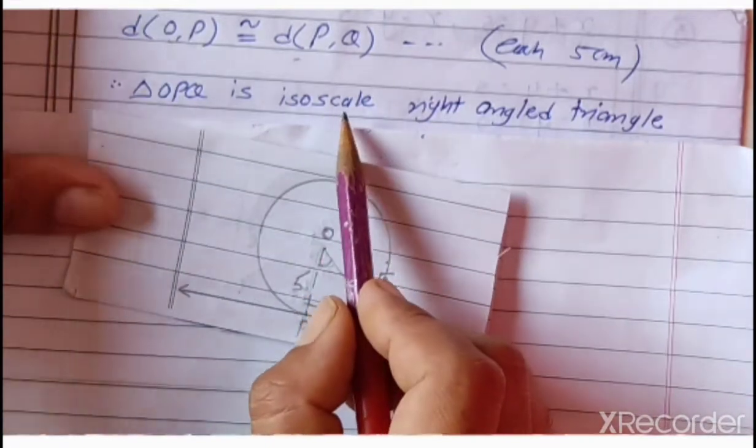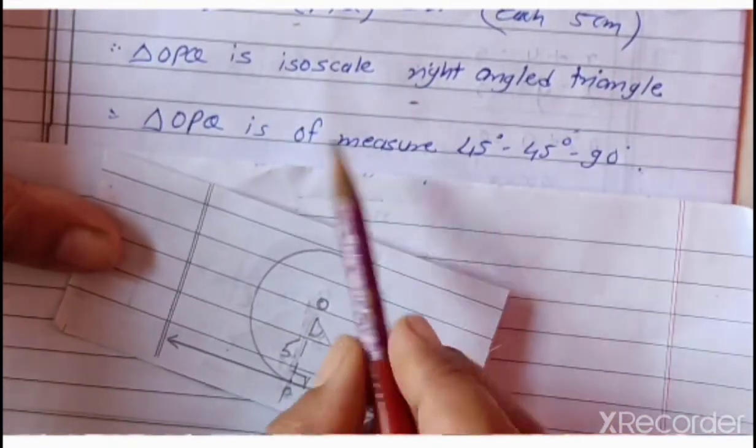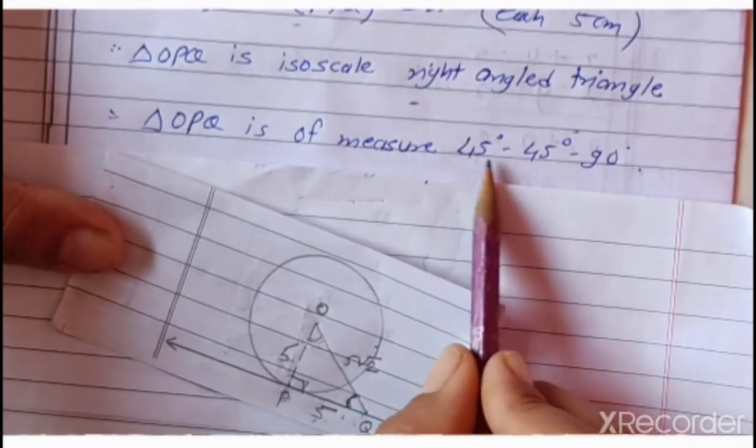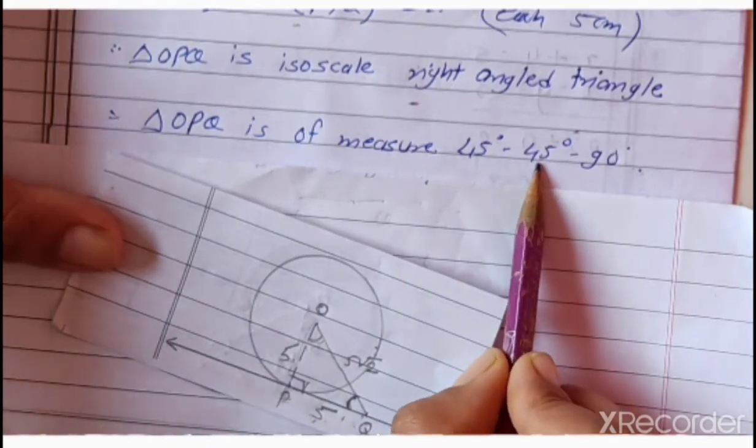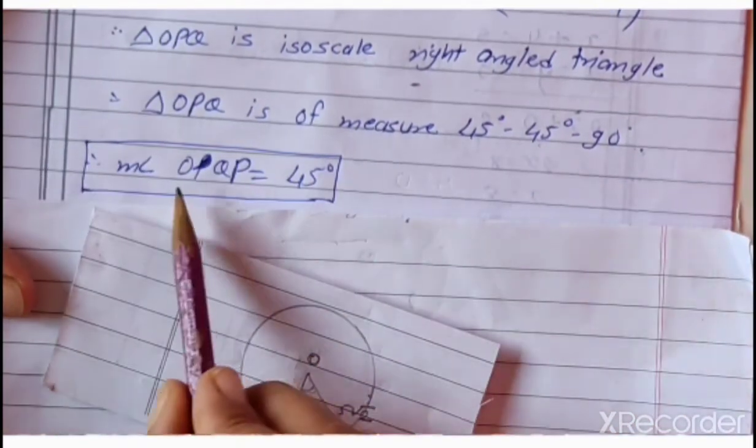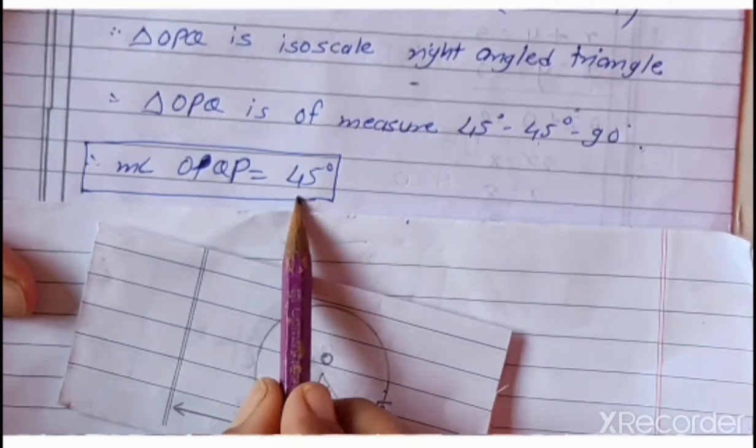If it is an isosceles right angle triangle, so the remaining angles are of 45. Therefore the measure of angle OQP is equal to 45 degree.